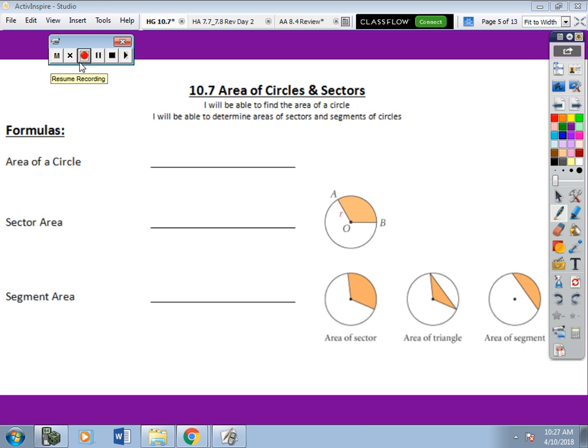All right, so who remembers what the area of a circle formula is? Caleb. Good. A equals pi r squared. And that's the area of a whole circle.